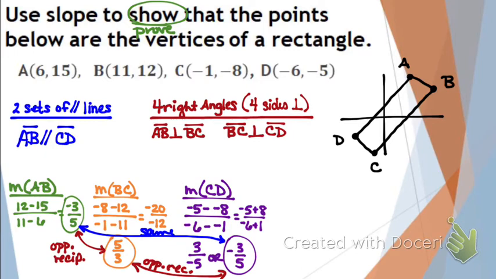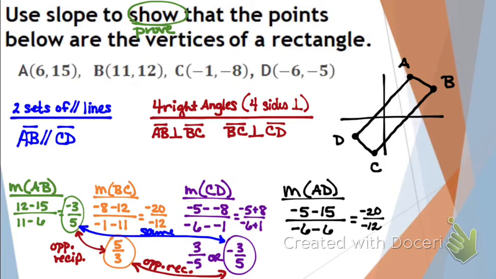All right, so last one. We need the slope of AD. What am I subtracting? Negative 5 minus 15 over negative 6 minus 6. So negative 20 over negative 12. We already reduced that one down once. What does that simplify to? 5/3.